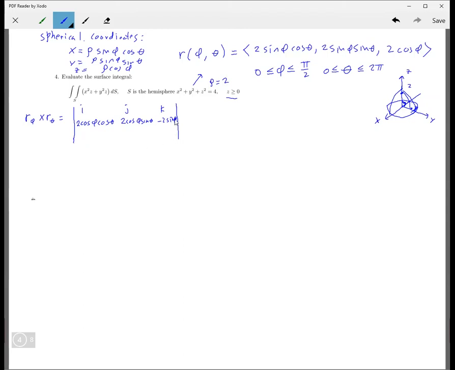Dang, this is crazy. Okay, and with respect to theta, we get negative 2 sine phi sine theta. And then this one gives you 2 sine phi cosine theta. And that one, fortunately, gives you 0.